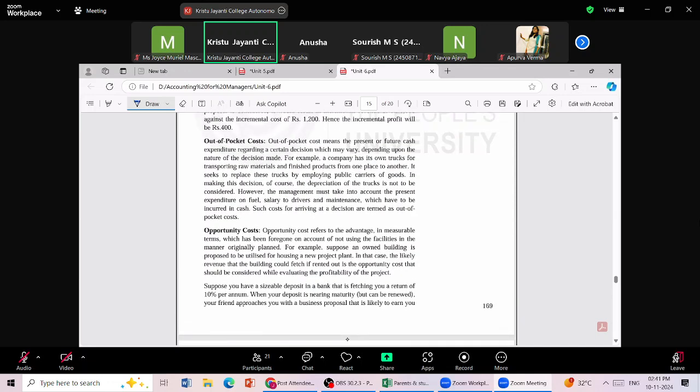And out of pocket cost. Out of pocket cost means the present or future expenditure that may vary depending on the decision. A company has its own truck for transporting raw material and finished products from one place to another. It seeks to replace these trucks by employing public carriers of goods. In such a case, in making the decision, the depreciation of the truck is not to be considered. However, the management must take into account the present expenditure of fuel, salary of a driver, and maintenance. All these things are to be considered.